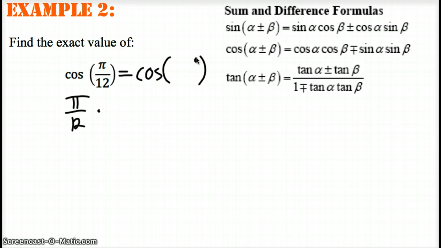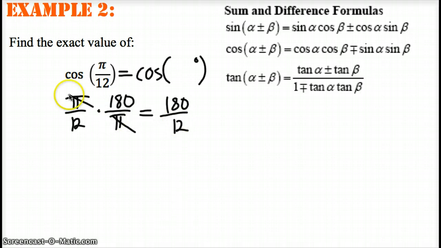So I'm going to change this to degrees by using my process of 180 over pi. This will give me 180 over 12. Pi's cancel, which is 15 degrees. So I have a value for degrees that is the same size as my value for radians. So if I find the cosine of 15, it'll be the same as the cosine of pi over 12.